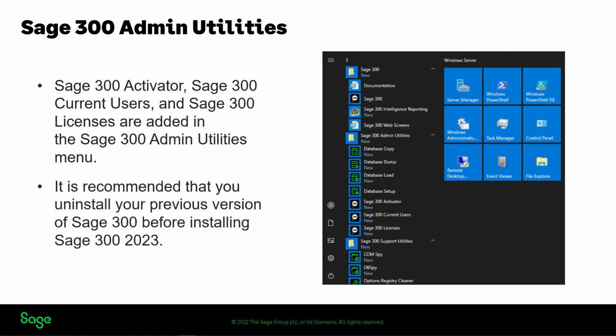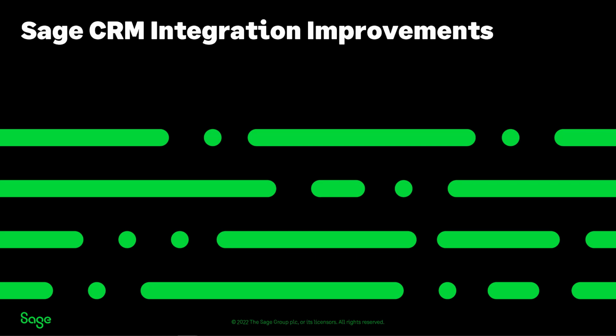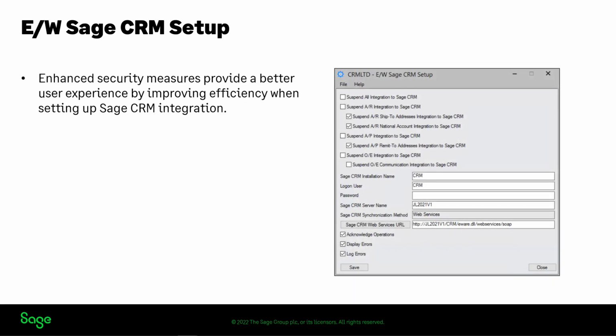To get the best experience with the improved Start menu, uninstall your previous version of Sage 300 before installing Sage 300 2023. If you don't do this, the Start menu will show both the old menu and the new menus. Now let's review the Sage CRM integration improvements. There are now changes to access control for Sage 300 2023 when using Sage CRM integration.